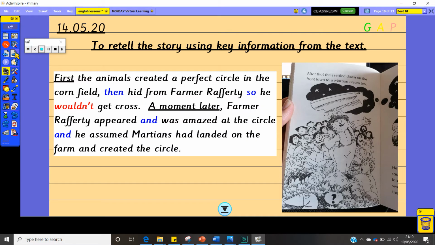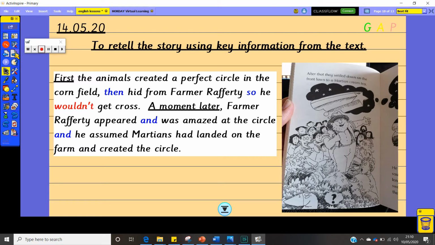So I started off my retell. Now I've only included 2 sentences here because I know that you can do such a good job of retelling the rest of the story using the key information. So let's have a look at my sentences. You can already see some things are underlined, some things are highlighted in blue and some things are red. So let's see if you can find out why I have coloured them or underlined them.